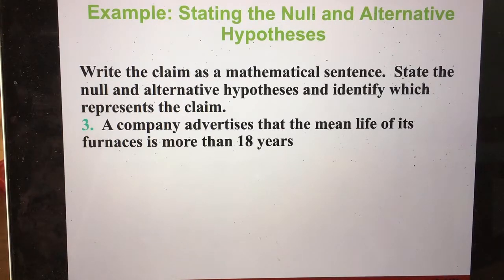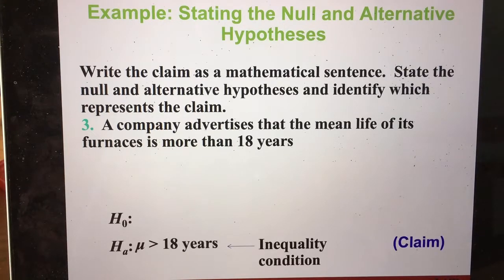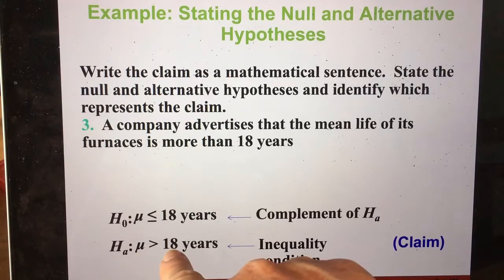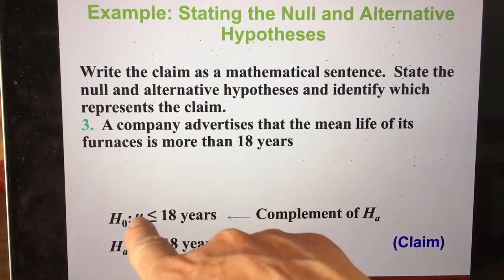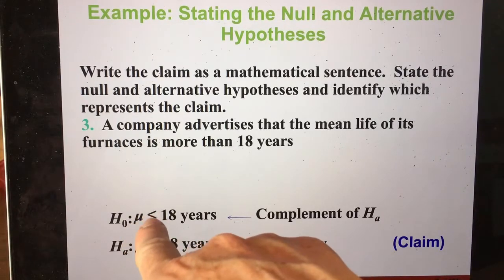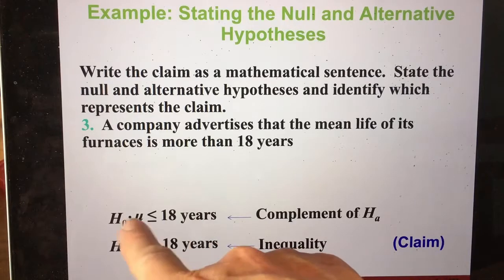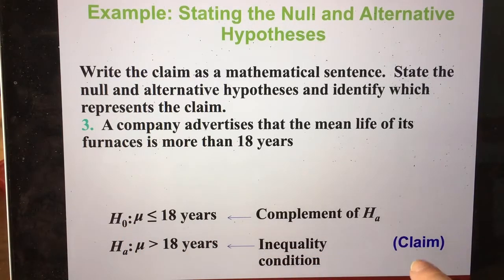A company advertises that the mean life of its furnaces is more than 18 years. So more than is greater than. So that will be our H sub A, but our claim is not our H sub A. So we have our H sub A is the mean is greater than 18, and the H sub 0 has to have the equal sign in it, so it will be the complement, less than or equal to 18, and the claim is the H sub A.